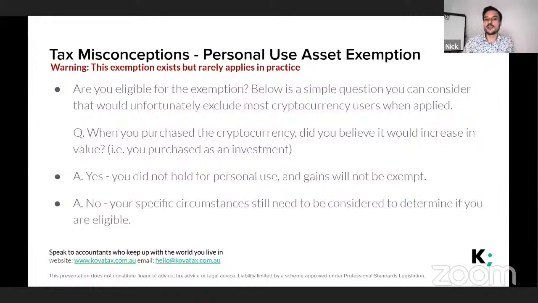Did you believe that it would increase in value? Or did you think that there was some reasonable chance that it would increase in value? That means that you purchased it for investment, right? So if you purchased it as an investment because you thought it would go up in value, or you thought there was a chance that it could, you definitely wouldn't be eligible for the personal use asset exemption. If you don't fall into that category, it's possible you might be eligible, but you really would need to go through your specific circumstance to understand whether you would still fall into the criteria.